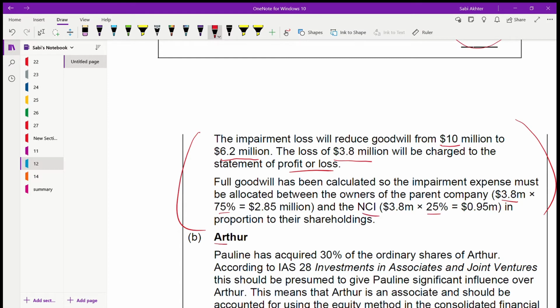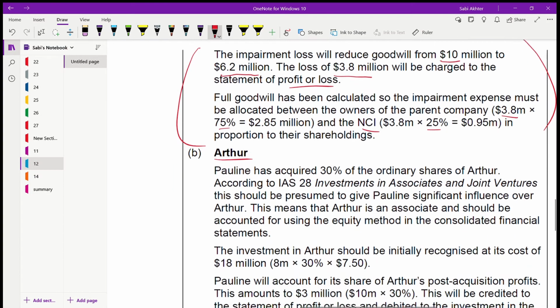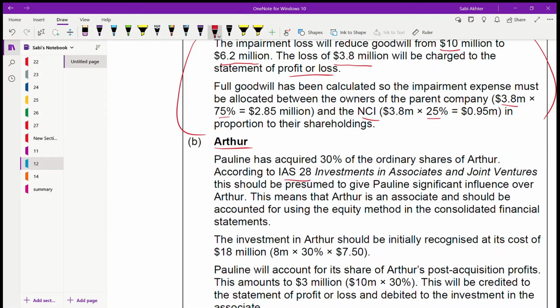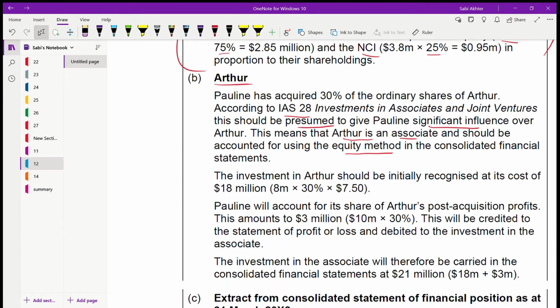Now we are coming to the other, which is not a subsidiary but an associate. So we have to use IAS 28 for that. And it is presumed that they have significant influence. That means Akther is an associate and we have to use equity accounting in the consolidated financial statements. So how are you going to use the equity method? How are we going to recognize it? First you have to find the cost, initially recognized at cost. 8 million into 30% into 7.5.